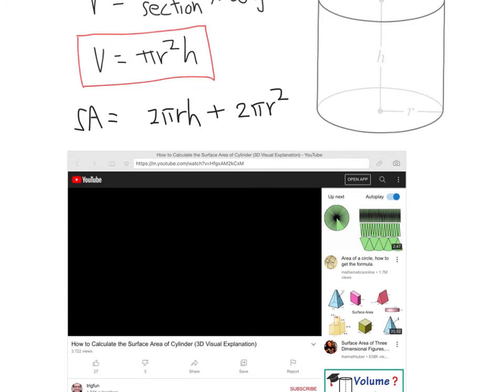Now that's what you call a closed cylinder, a cylinder that has a bottom and a top. So it could change. If there was no top or bottom, it would just be 2 pi r h. If they just asked you for the curved surface area, i.e. just the side, it would also just be 2 pi r h. So be careful what it's actually asking you for, what the cylinder actually looks like. Let's do an example on that.